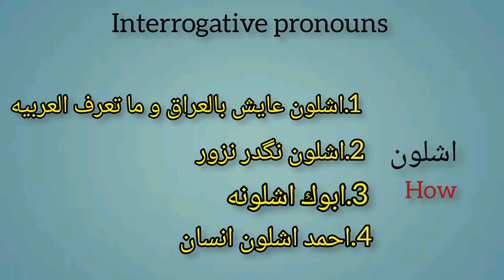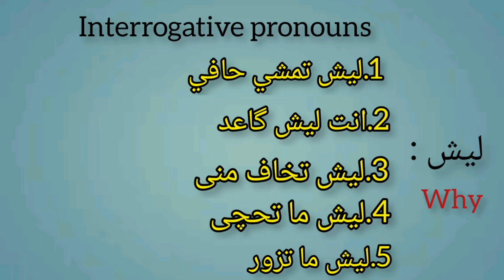أحمد شلون إنسان. Ahmed is the Arabic name. شلون means how, and إنسان means human, human being. Ahmed شلون إنسان. In English we can translate this as, what kind of person Ahmed is. The next pronoun is extremely important and practical.